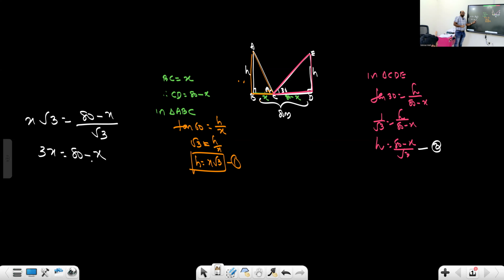I noticed many people are doing like that. So when we are transposing, what will it be? Plus x equals 80. So 4x equals 80. x equals 20. Root 3 value, if it is given, you can substitute. Otherwise, no need. Now, one by one, we can answer.